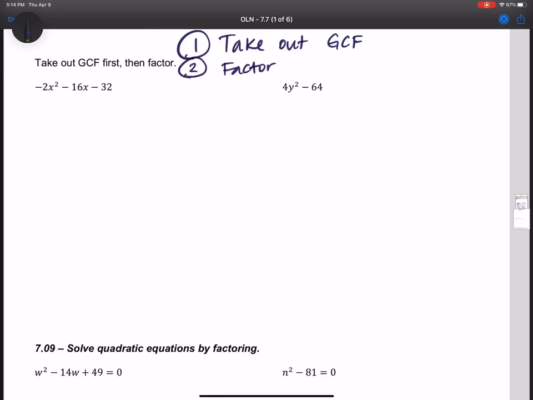All right, looking at the first problem, hopefully you notice that every single term can be divided by -2. Because of that, -2 is our greatest common factor. We take it out, we put it in the front, and then we write what's left over.